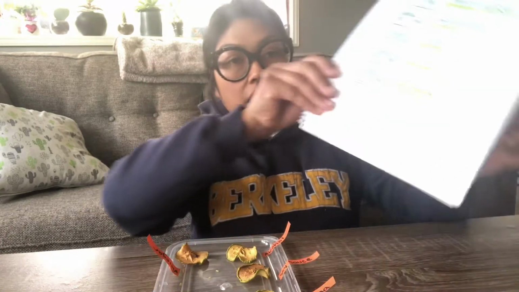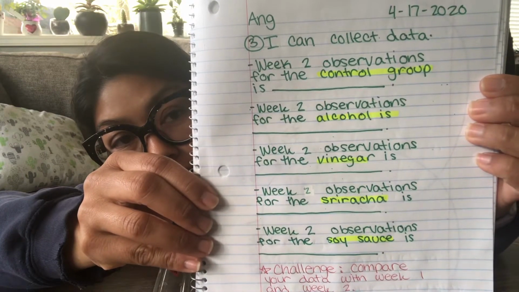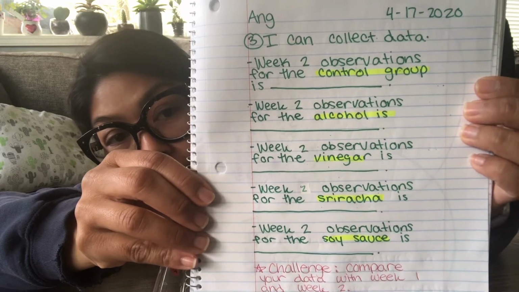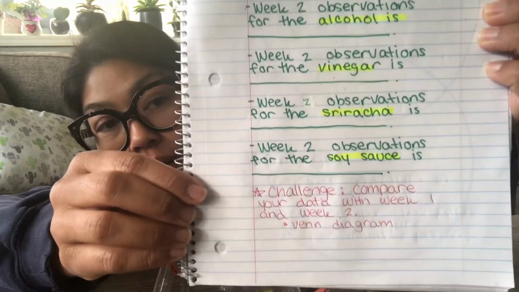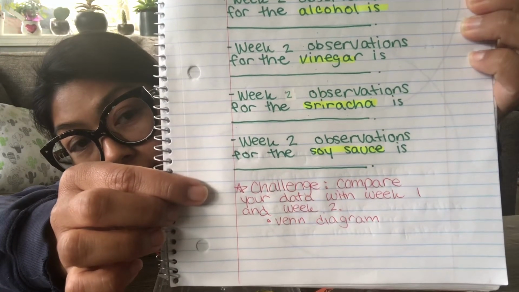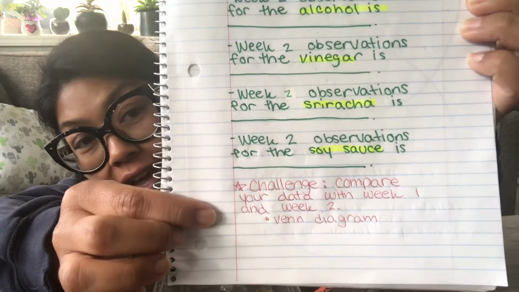Now, after you've done all your observations for week 2 using these sentence starters in complete sentences and including your adjectives, I have posted a challenge here. The challenge is to compare your data from week 1 to week 2 using a Venn diagram. So let me show you what that looks like.